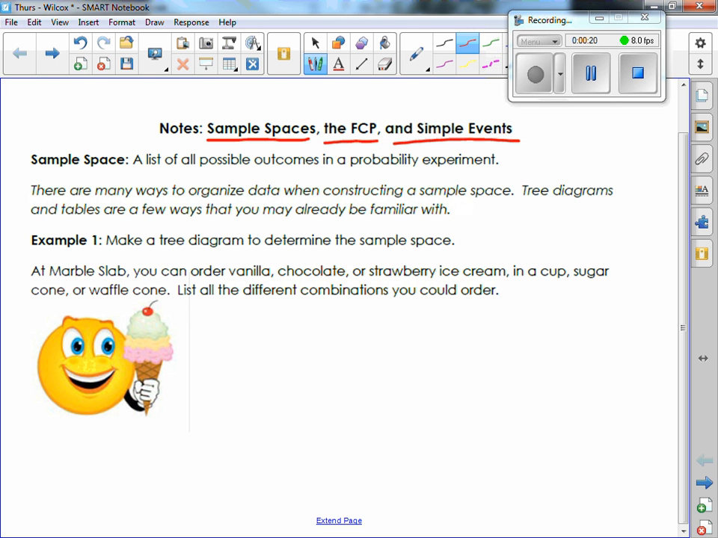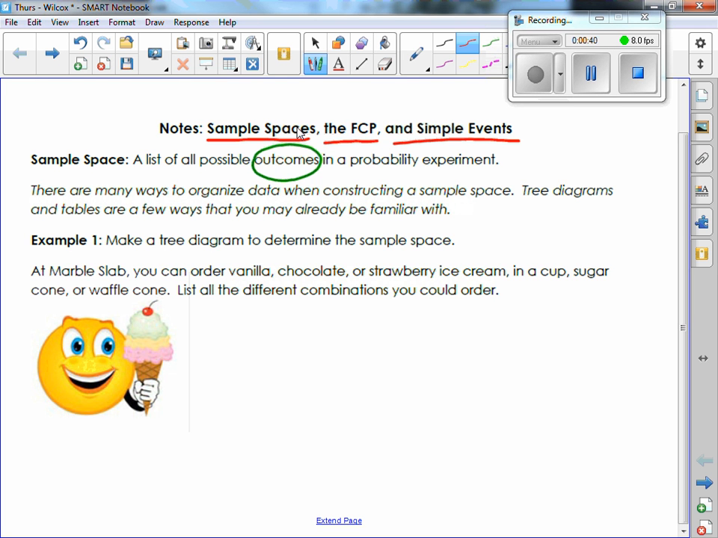The sample space is a list of all possible outcomes in a probability experiment. So the sample space are the outcomes. So for example, if I go to Marble Slab, my sample space are the different flavors that they have for me to choose from. It's the different outcomes that I have to pick from.